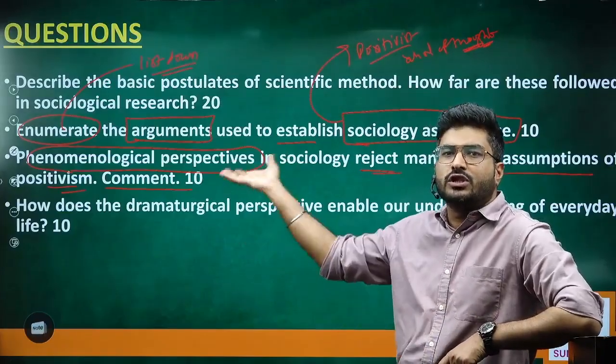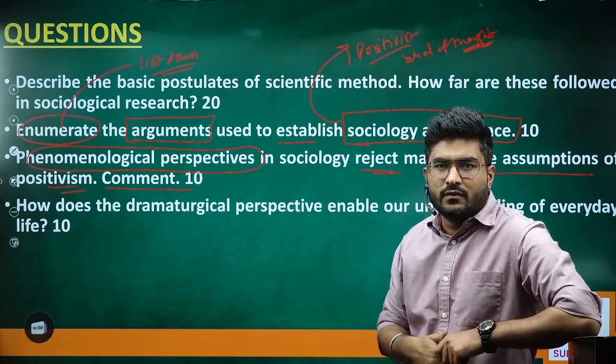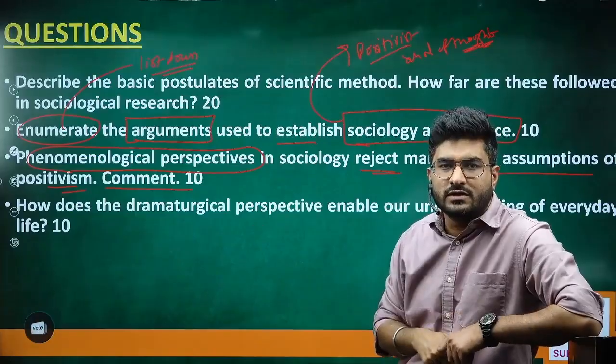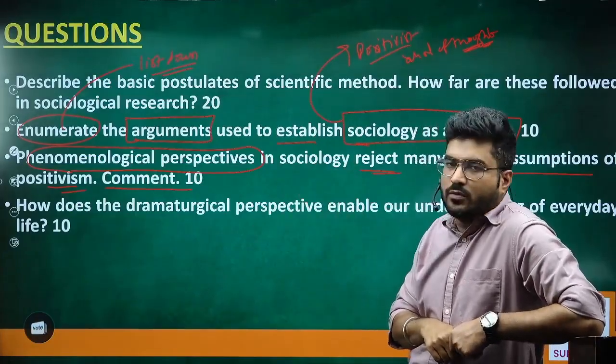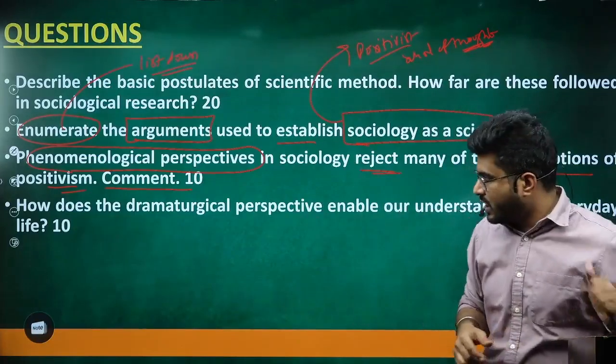Individuals make social institutions, the bottom-up approach, whereas for positivists, social institutions impact the behavior of individuals. Top-down approach. Again, rejection of the positivism school of thought. Okay. There is another way in which you can write this answer.